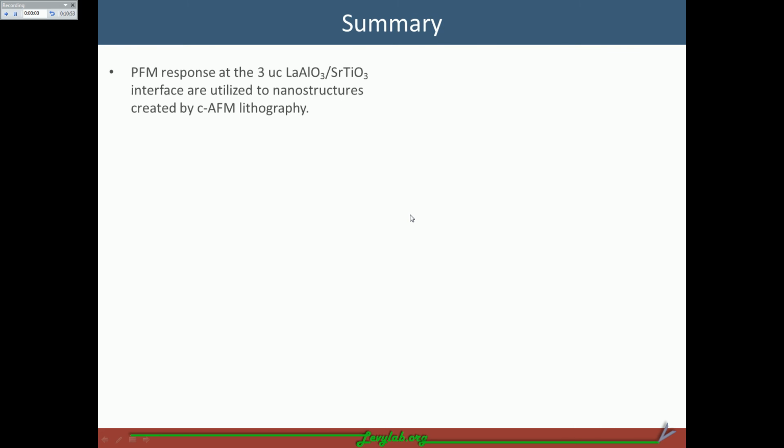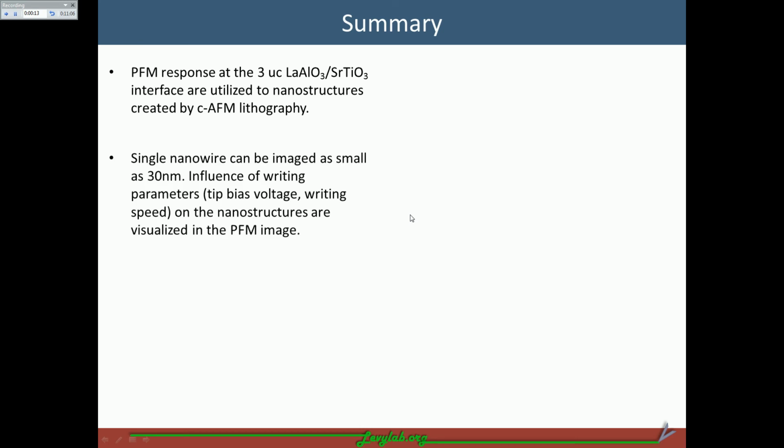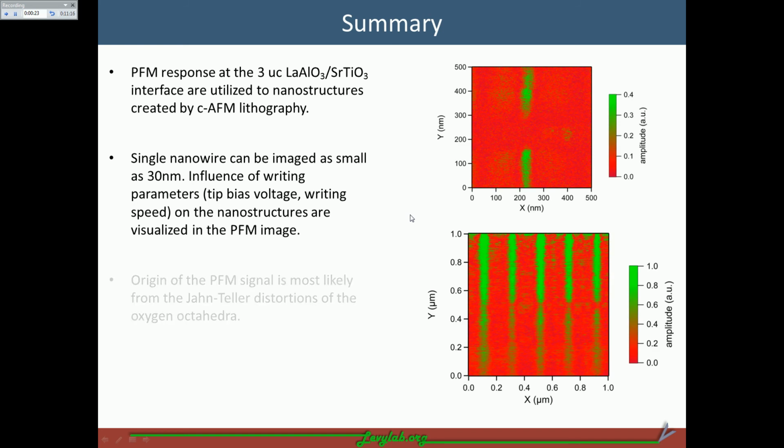Okay. As a summary, we measure PFM responses from STO interfaces and utilize them to image nanostructures. We image single nanowires as small as 30 nanometers, and the influence of the writing parameters can also be visualized in the imaging. And we think the possible origin of the signal is due to lattice distortions of the STO.